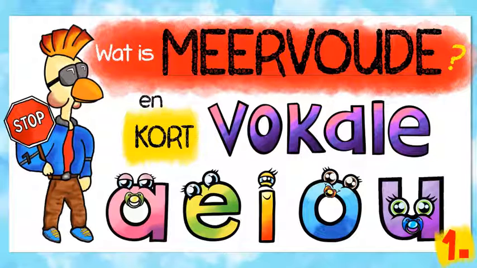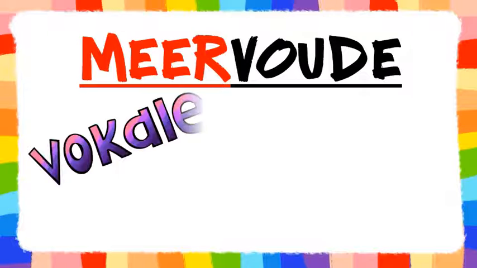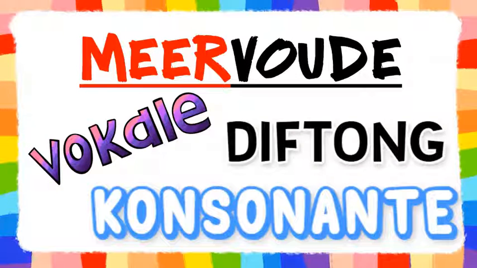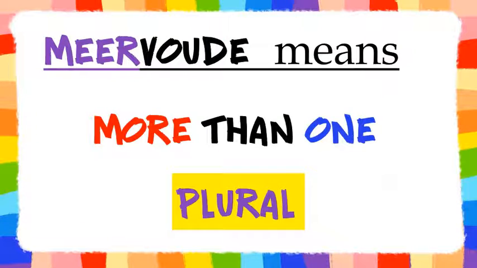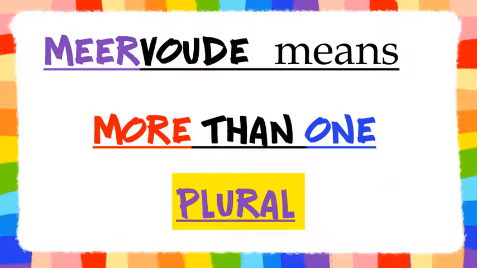I'm going to explain 4 things today. Meervoude, vokale, consonante, and the diphthong. Meervoude means more than one. In other words, plural.